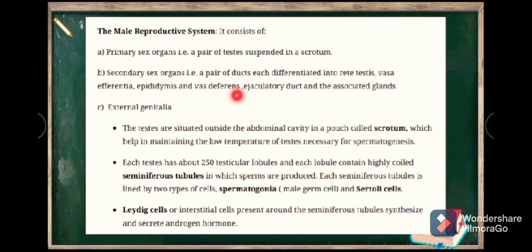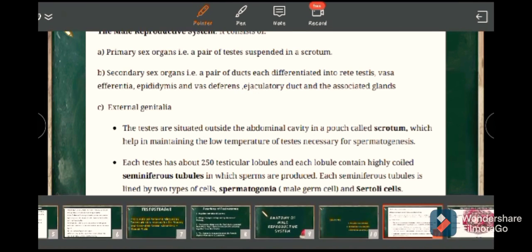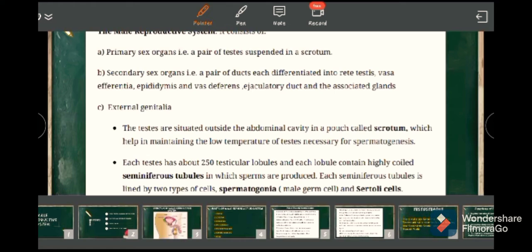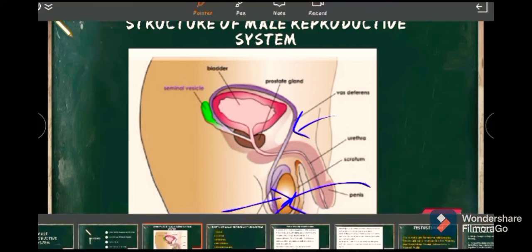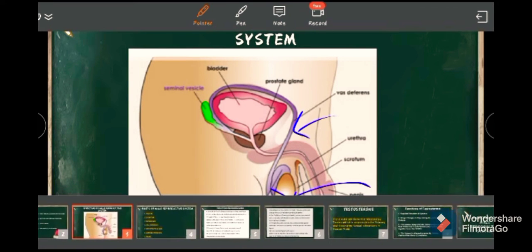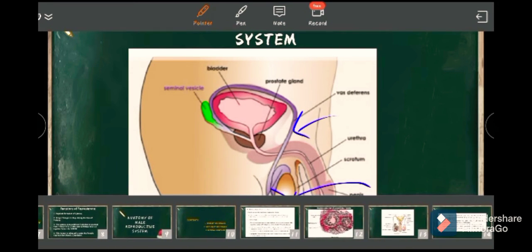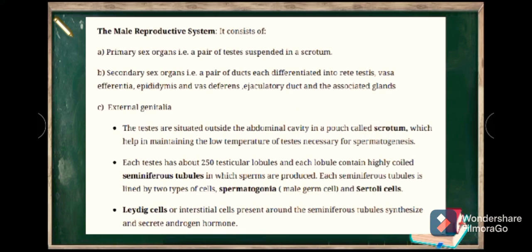And along with the vas deferens, other secondary sexual organs which are present are the ejaculatory duct and associated glands. If you see in this diagram, the ejaculatory duct is this portion, from where ejaculation occurs. And then other associated glands are there which help this entire system work in a fruitful manner. So these are the secondary sex organs.